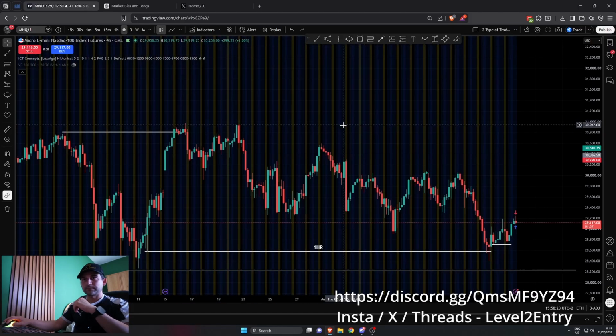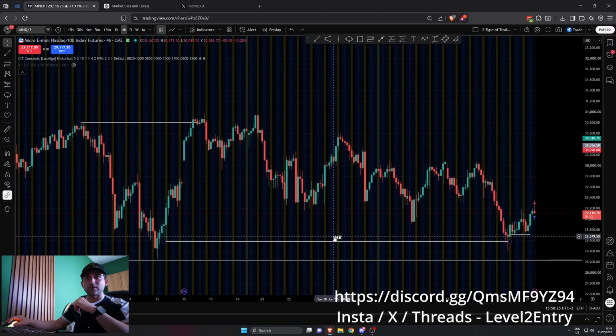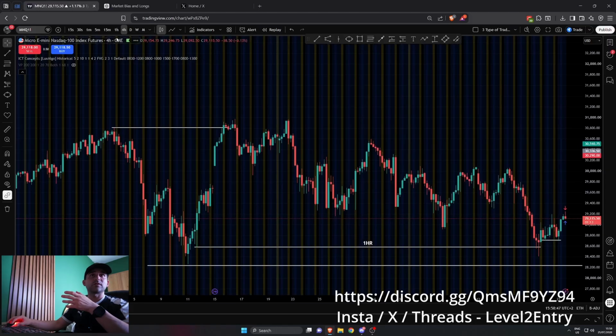As you can see here, I have already marked the 1-hour key liquidity point that I'm interested in. On the 4-hour time frame, this liquidity point wasn't much clear, so on the 4-hour time frame there was nothing to mark. I shall now go down to the 1-hour time frame and show you how clear that liquidity point that I have marked was.